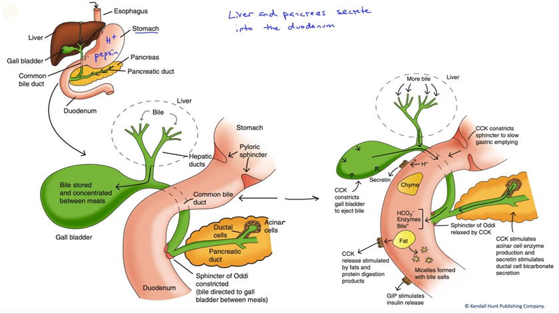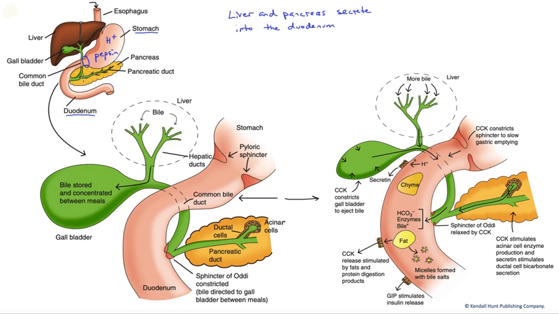We're going to have to pass through a pyloric sphincter here at the junction between the stomach and the first section of the small intestine. That's known as the duodenum. And in the duodenum, you can see we have this confluence of ducts. We have the common bile duct coming down from the liver and the gallbladder here. We also have the pancreatic duct.